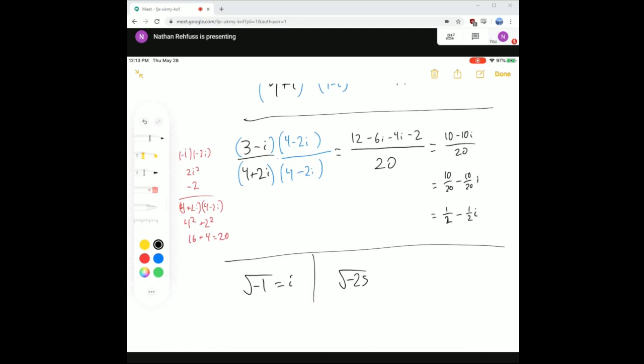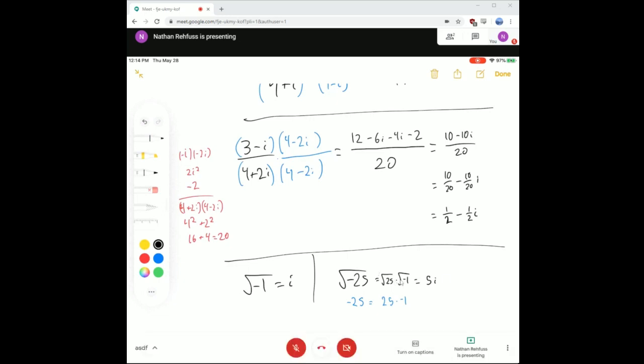Remember the product property for square roots. If negative 25 is equal to negative 1 times 25, I'm going to write that in the other order. It just looks prettier if I say 25 times negative 1. Then root negative 25 is the same as root 25 times root negative 1. Root 25 is 5. Root negative 1 is i. So root negative 25 is 5i.